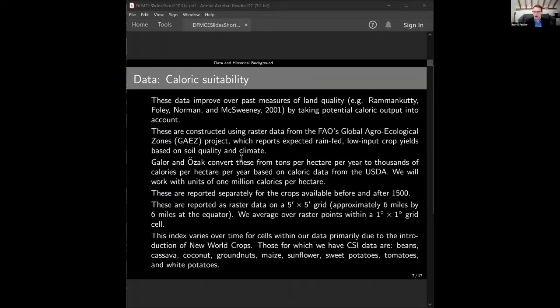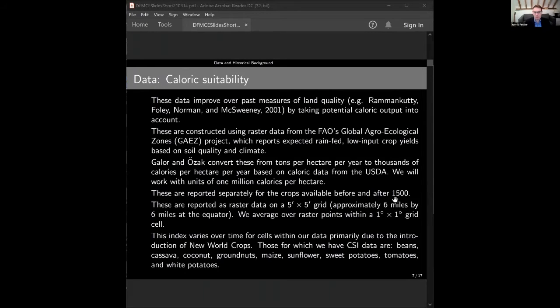Because a kilogram of potatoes and a kilogram of saffron may not be the same thing, Galor and Özak convert these into caloric variables. They go out to the US Department of Agriculture, find out how many calories there are in a ton of any given crop, and then tell you how many calories of any given crop can likely be produced in a given grid cell.